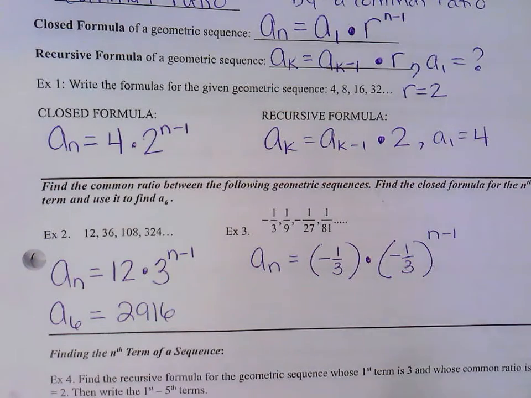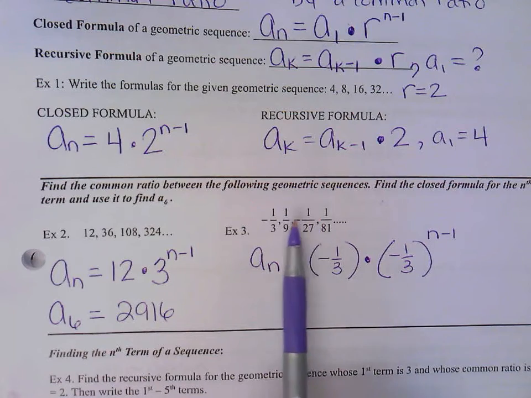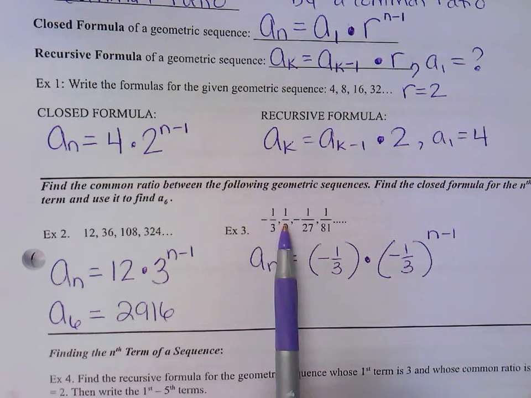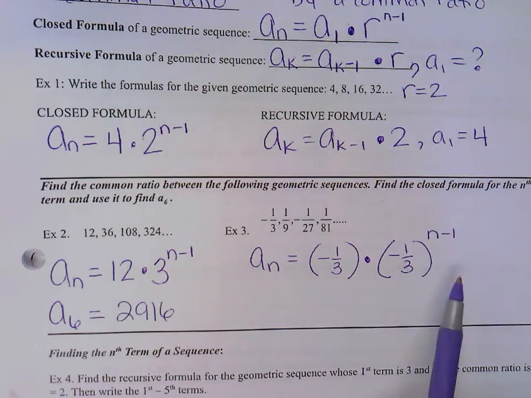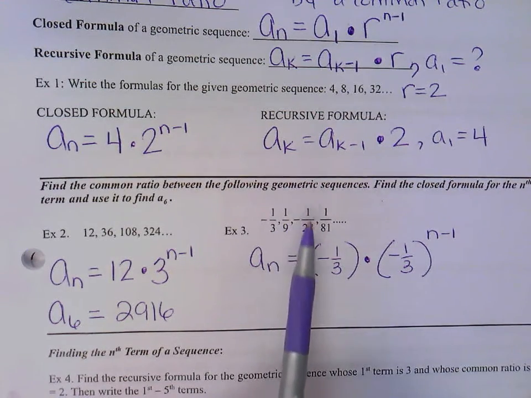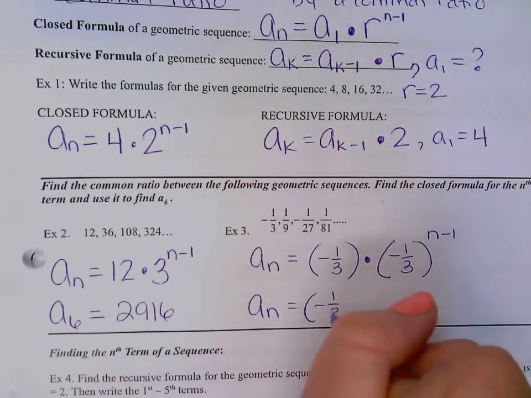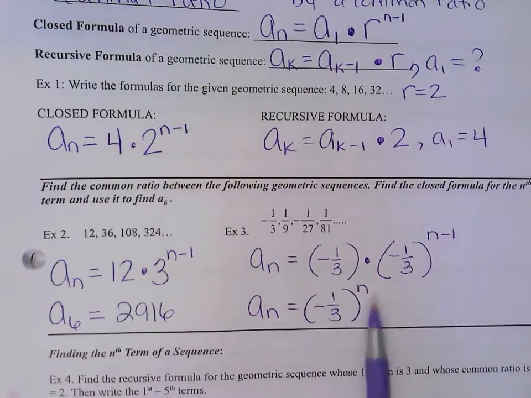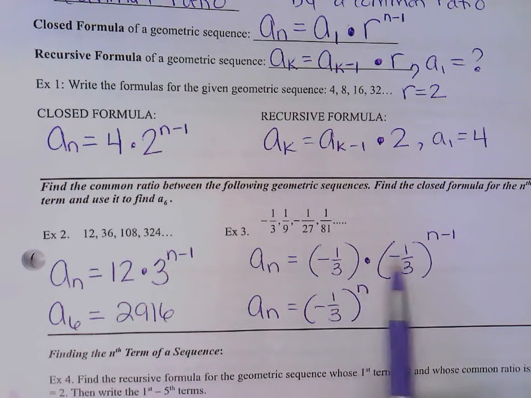So that way on the first term, all you get is negative 1/3. But on the second term, negative 1/3 times negative 1/3 gives you that positive 1/9. And then negative 1/3 times negative 1/3 times negative 1/3 again gives you negative 1/27. If you prefer to write it as just negative 1/3 to the nth power, that's the same when the ratio and the starting term are the same. That's kind of a shortcut.